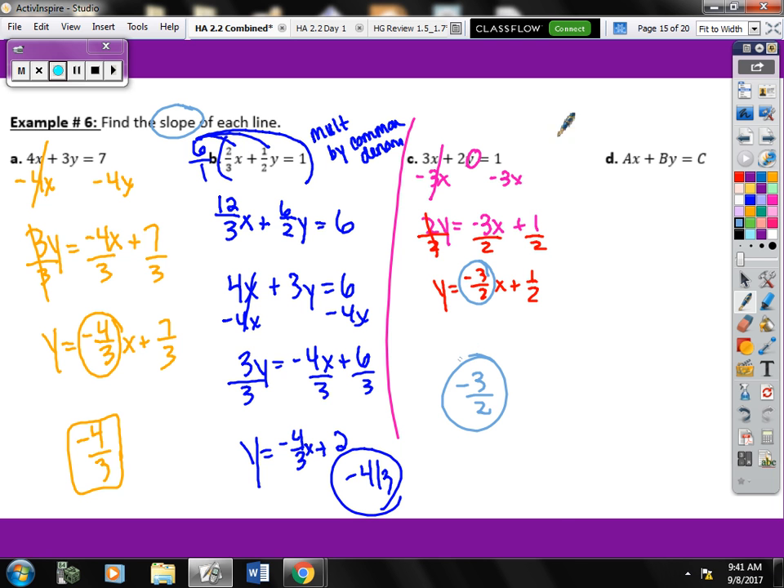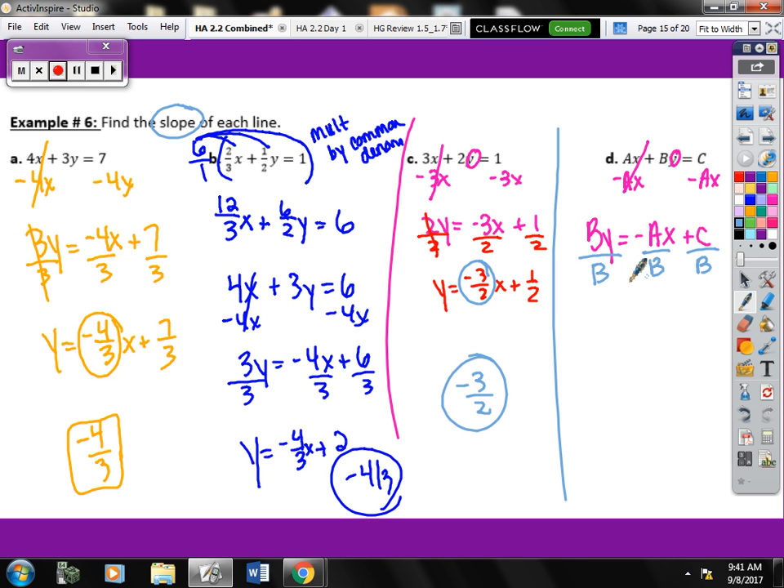Now the last one in this section has just variables, a, b, and c. You're going to do the same thing, just like when we solved literal equations. So I would subtract ax, then I would divide by b. This actually is going to yield us a little pattern. So the slope of this is negative a over b.